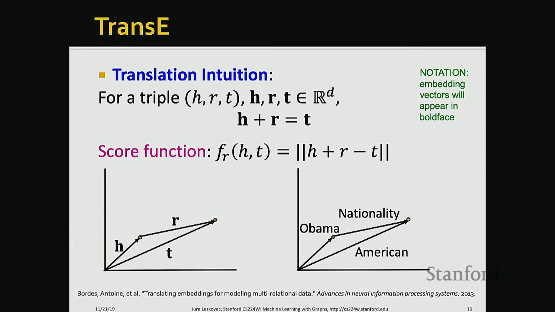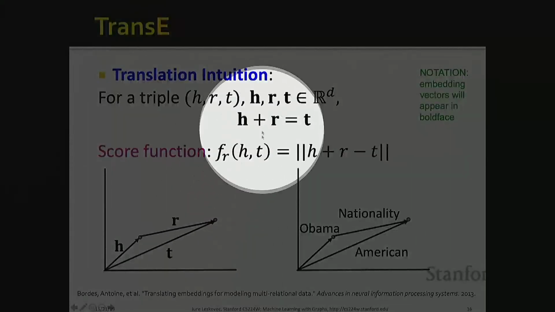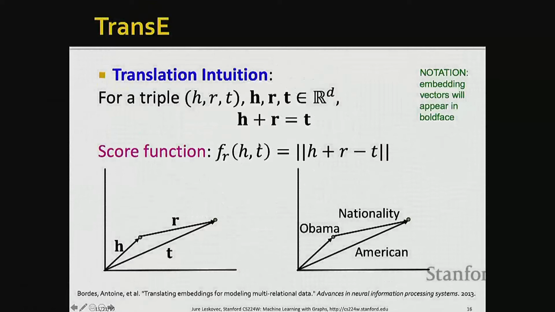Just one catch: throughout the whole lecture, we're going to be using this notation. Whenever we're working with an embedding vector, it's going to be in boldface. When it's just italic, it means that we're talking about the actual entity. And when it's bold, we're talking about the vector that we embedded in our embedding space. So now let's go back to TransE.